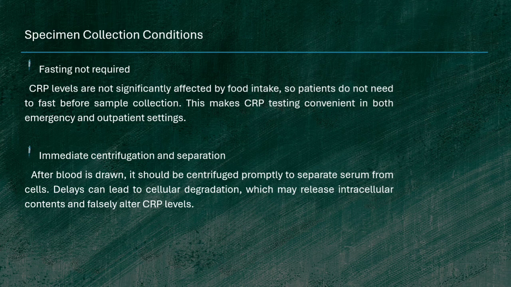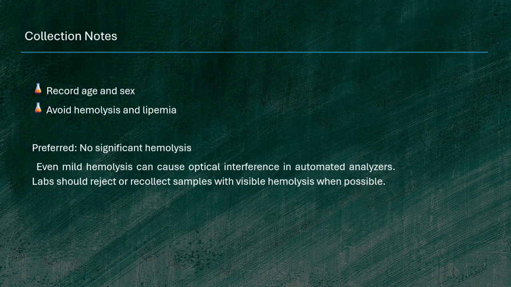Immediate centrifugation and separation. After blood is drawn, it should be centrifuged promptly to separate serum from cells. Delays can lead to cellular degradation, which may release intracellular contents and falsely alter CRP levels. Collection notes: record age and sex. These demographic details are important because CRP reference ranges can vary slightly with age and sex. For example, elderly individuals may have mildly elevated baseline CRP.